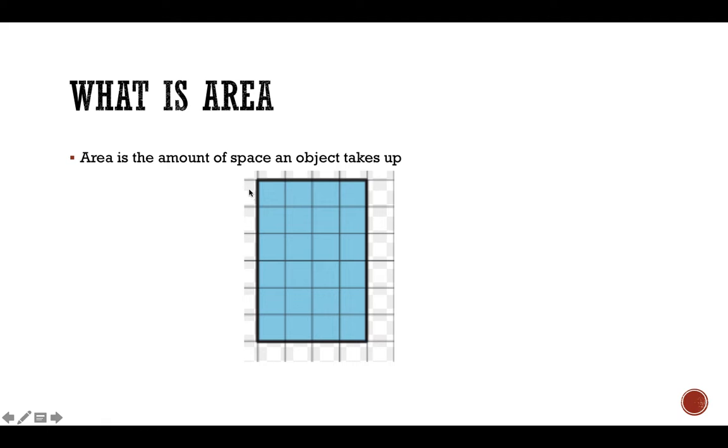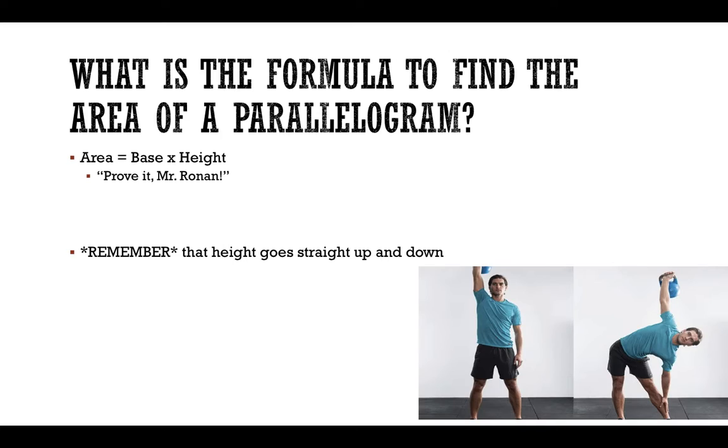Okay, and how many boxes did I just say were shaded in? 24. So if we multiply our base by our height, that will give us the area every single time for a parallelogram. I hope you believe me now. And it's important to remember that height goes straight up and down. This will be super vital as we move on in the slideshow here in a little bit. But I want you to recognize that height goes straight up and down.